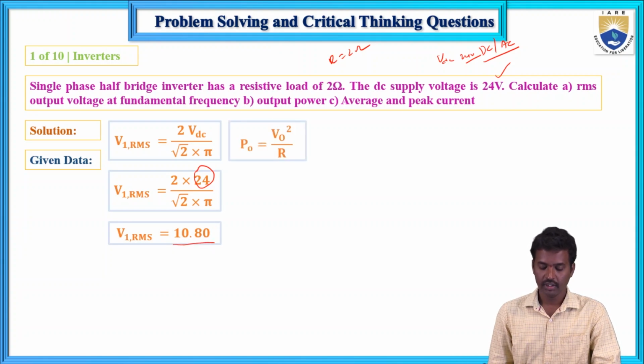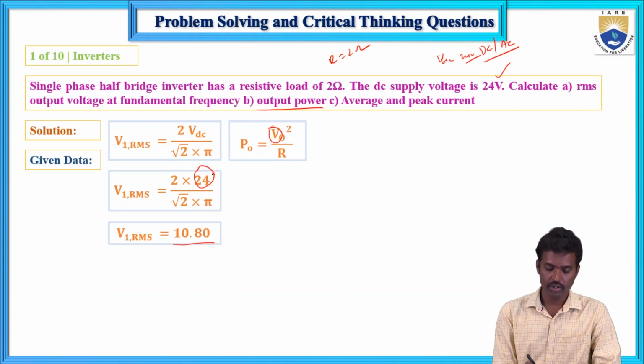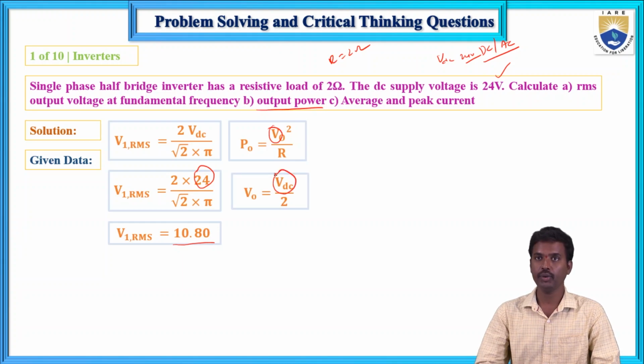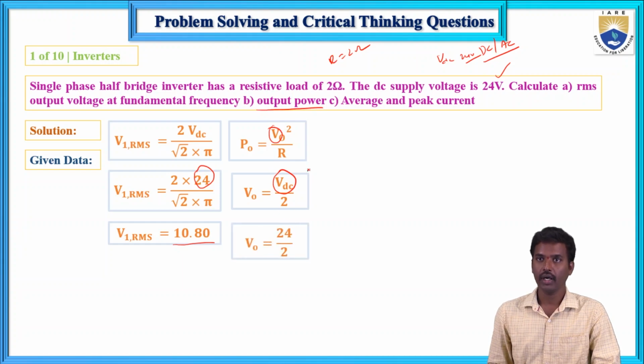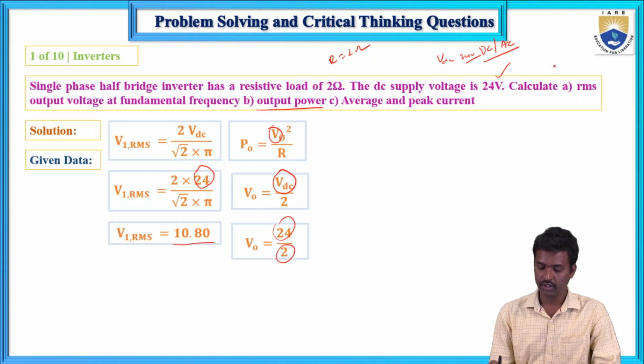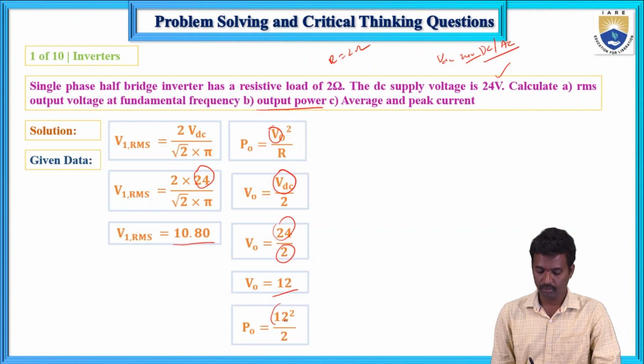Next, P0 equals V0 square by R. So output power equals V0 RMS square divided by R. Here V0 equals VDC by 2, so the output voltage equals 24 by 2, and that value equals 12. Now what about the power? Output power equals 12 square by 2, so P0 equals 72 watts.